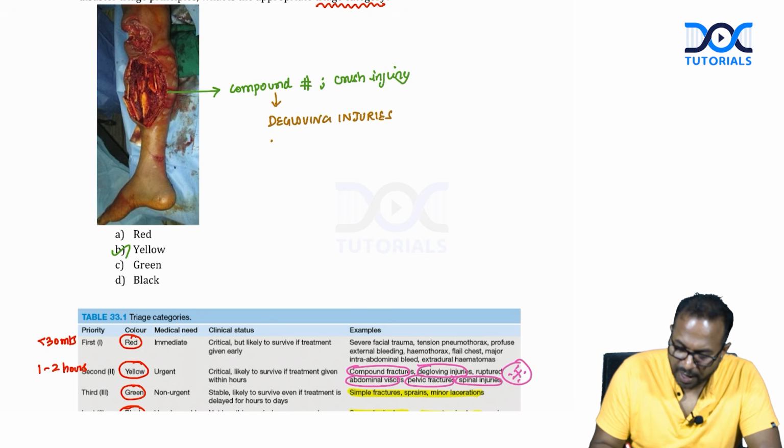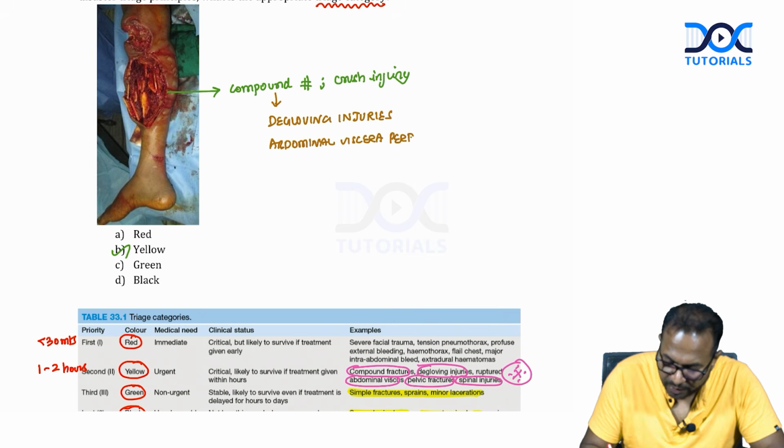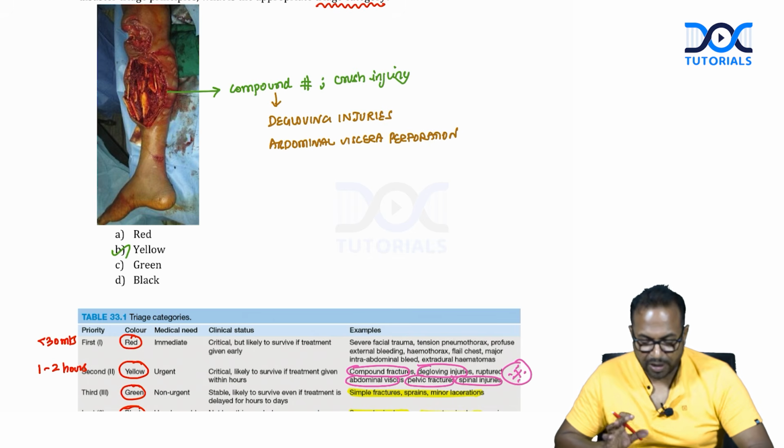compound fracture, abdominal viscera perforation, like a duodenal ulcer perforation, gastric perforation, any perforation of any abdominal viscera also comes under this. So these are all coming under yellow color batch.